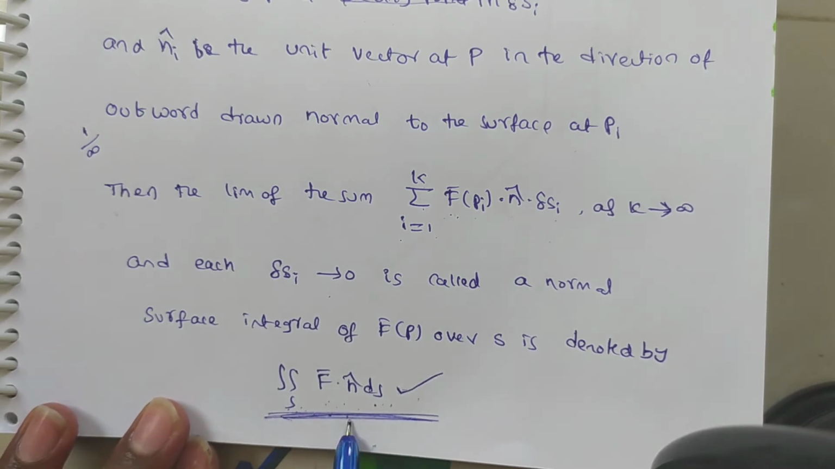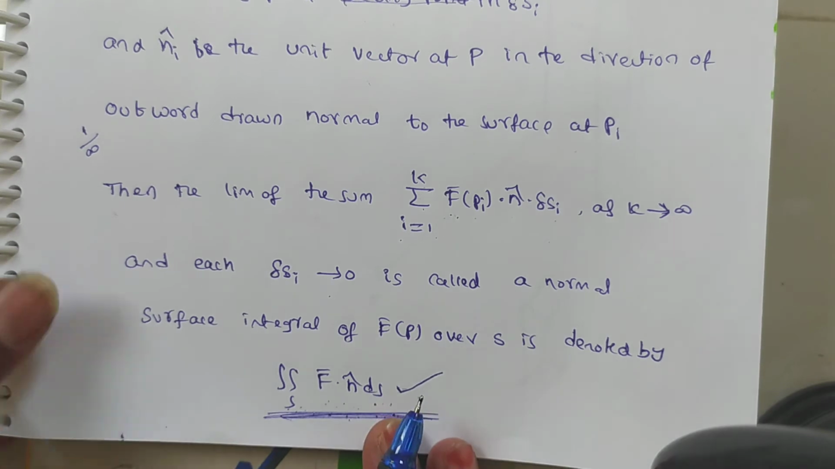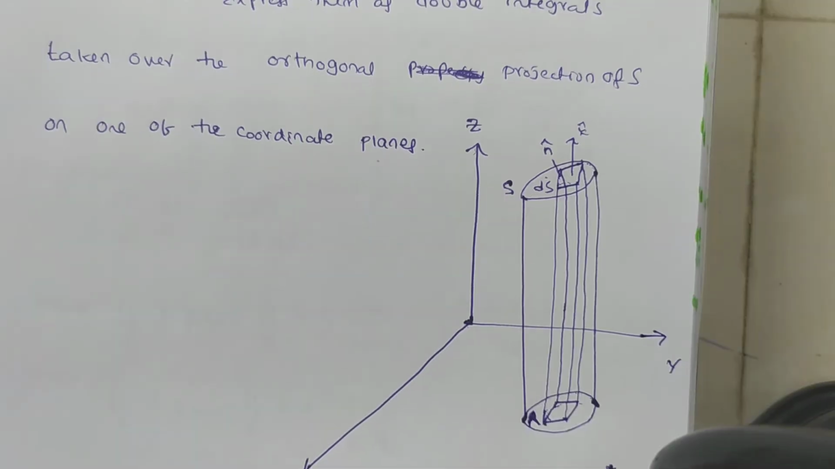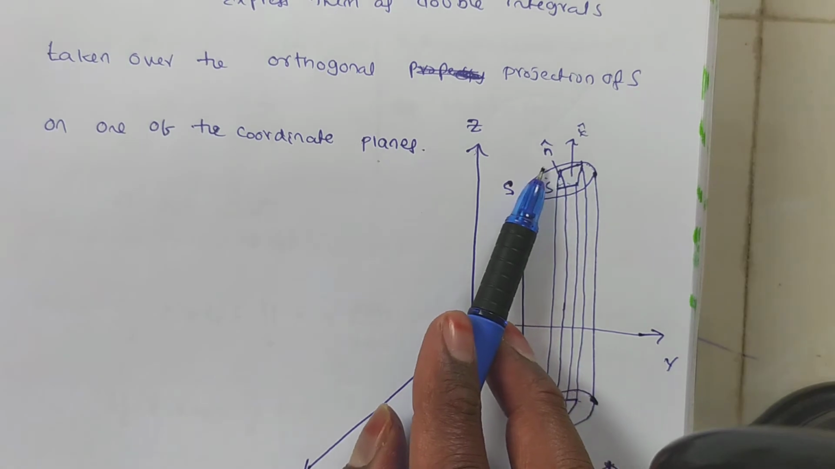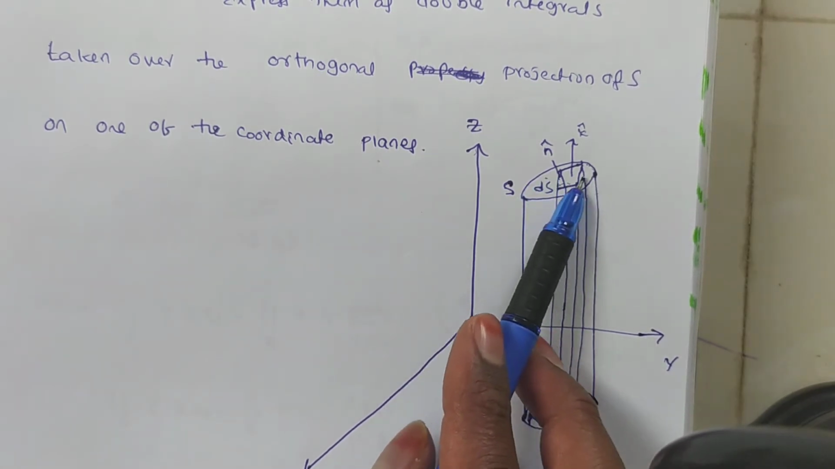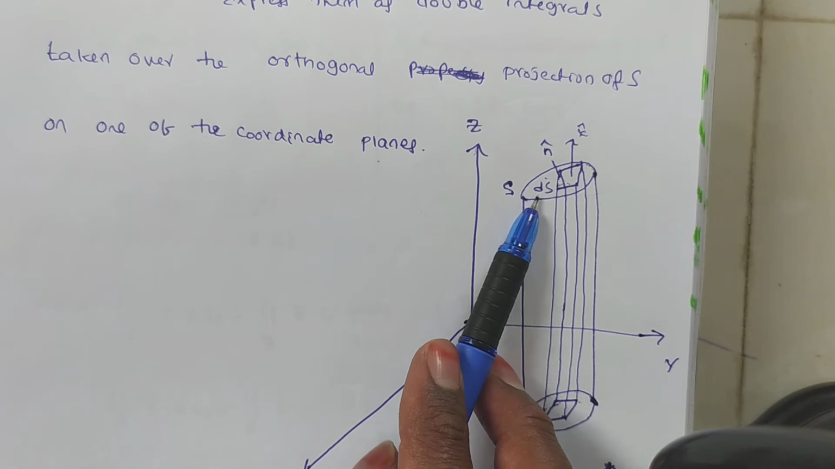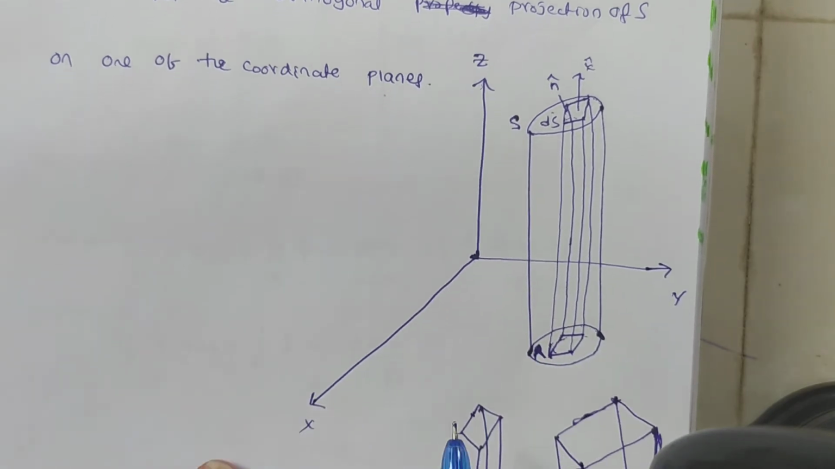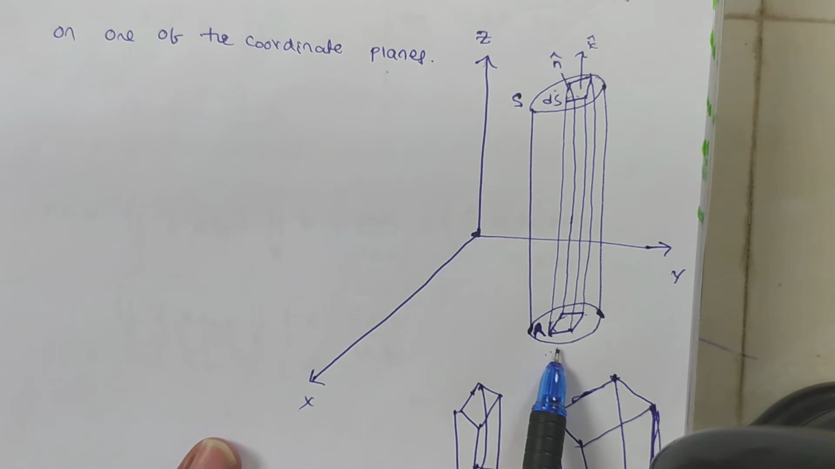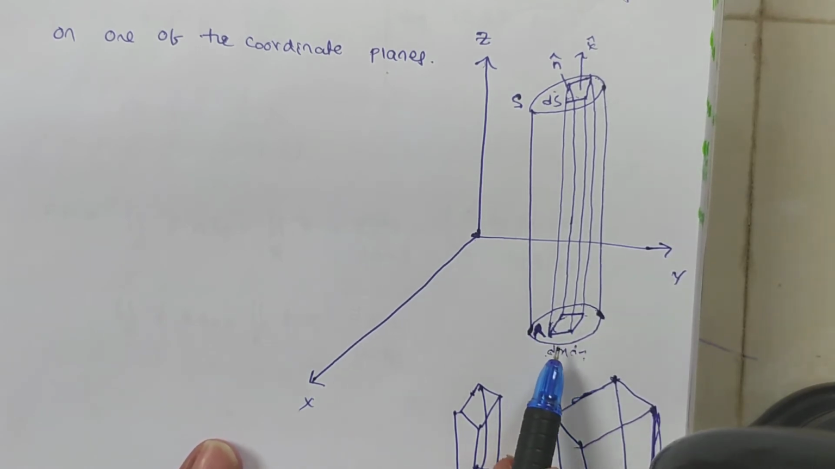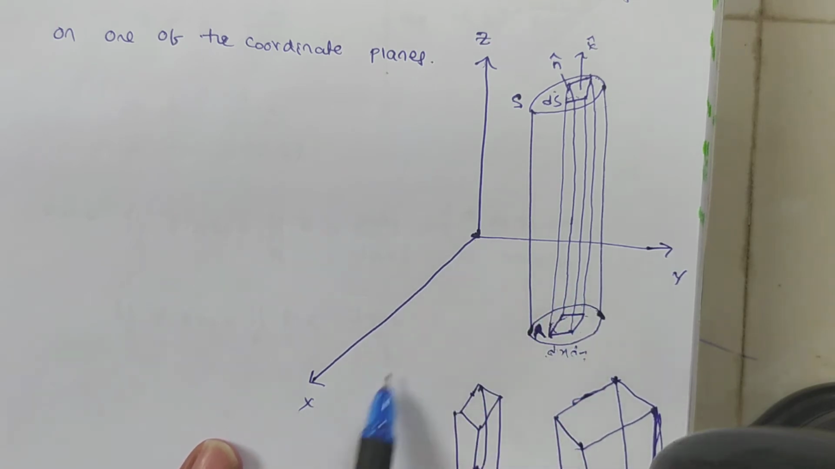Friends, remember that in order to evaluate this surface integral, it is convenient to express it as a double integral taken over the orthogonal projection of S. So I will explain that also. If you want to evaluate the surface integral over S, it is convenient to take the double integral over the orthogonal projection of S, that is dx dy, taken over the region in the xy plane. Like this we take the xy plane, and then we can evaluate this surface integral very easily.